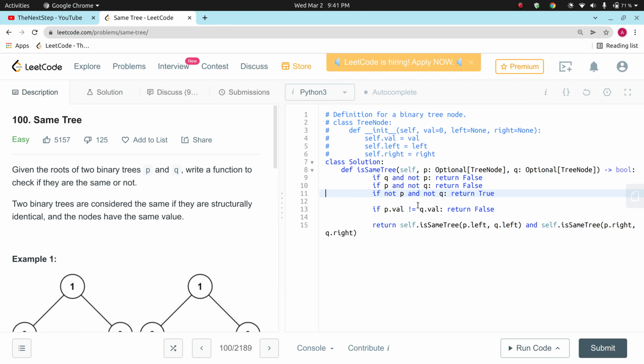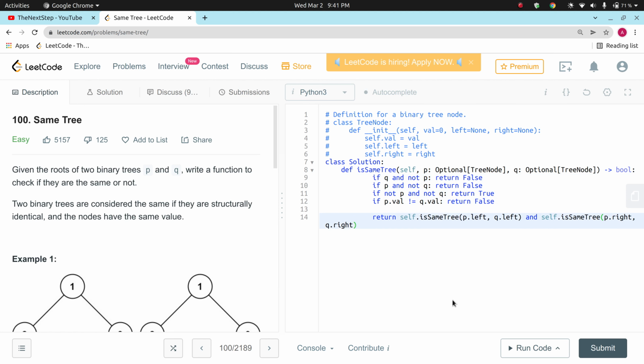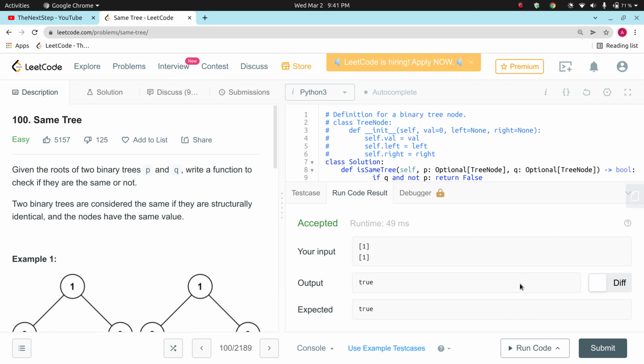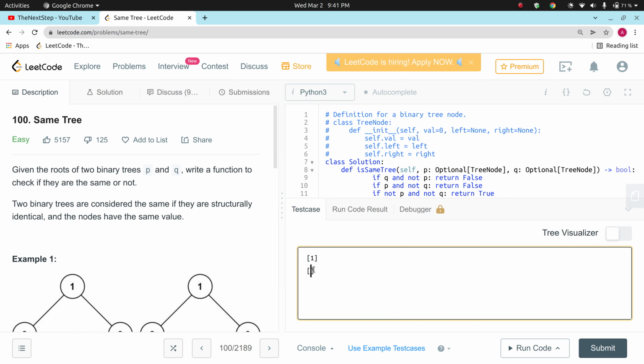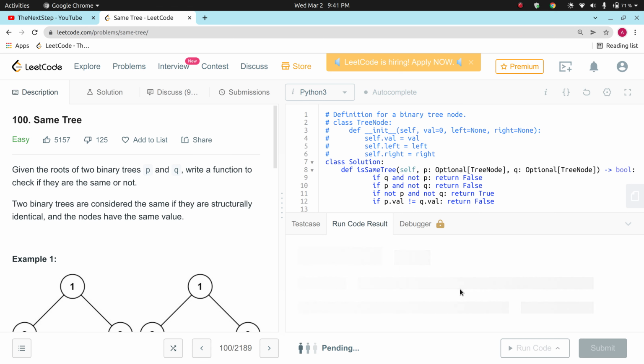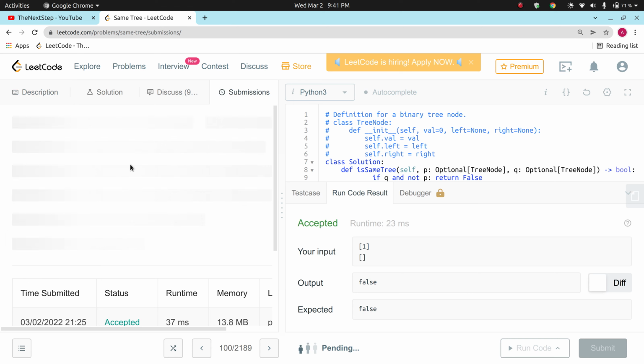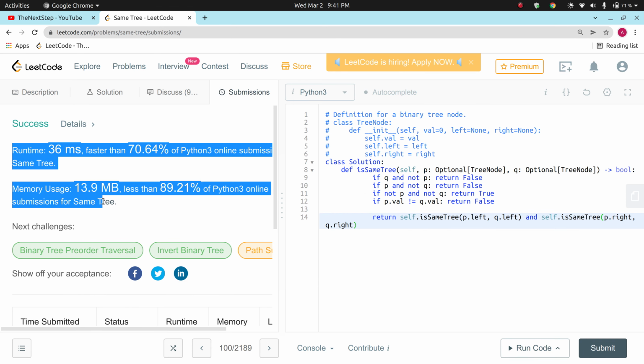And let's run the code. Yep, that works. And if you want, you can try your own custom test cases as well. Here, Q reaches none faster than P, so it has to return false. And it does. So let's submit it and see what the result is. So it passes the test case.